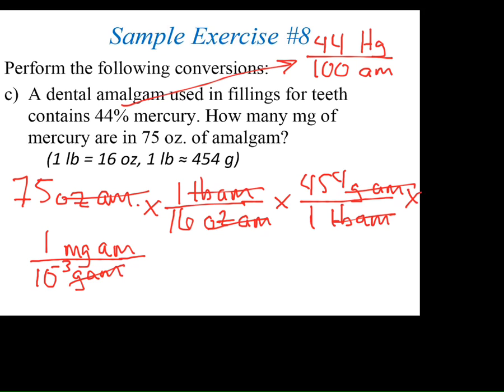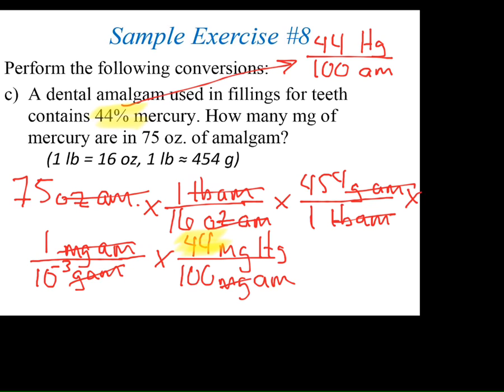Again, the units can be whatever I want. Well, I want them to be mercury. I mean, not mercury. Milligrams, sorry. I want them to be milligrams. So for every 100 milligrams of amalgam, how many milligrams of mercury are there? 44. There's 44 out of every 100. See, 44, 44. Okay, so milligrams amalgam, that cancels. I'm left with milligrams of mercury.